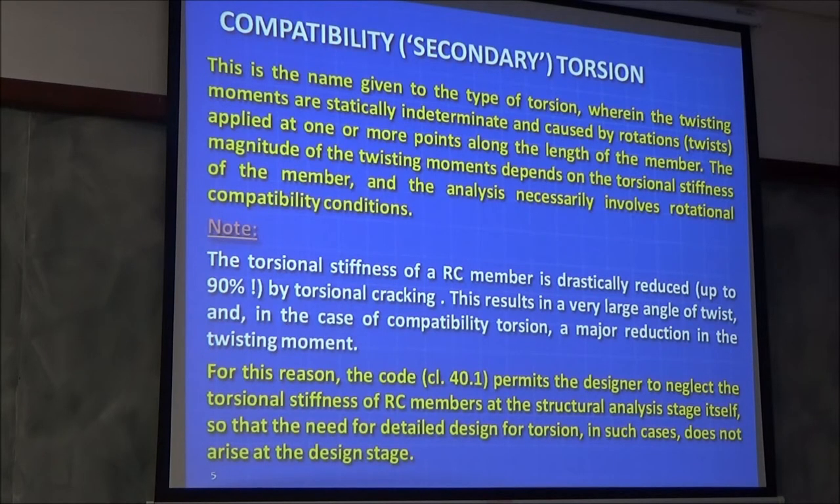Because the code allows you to do it and your life becomes simpler, your degree of static indeterminacy drops down, and you don't need to explicitly design for secondary torsion. Why? You will see. The reason is torsional stiffness drastically reduces when the moment it cracks. And it cracks very easily.